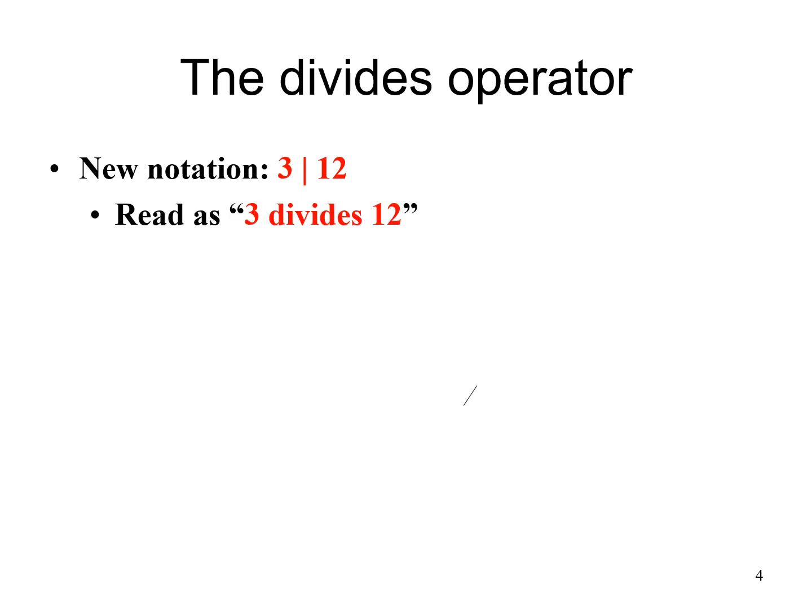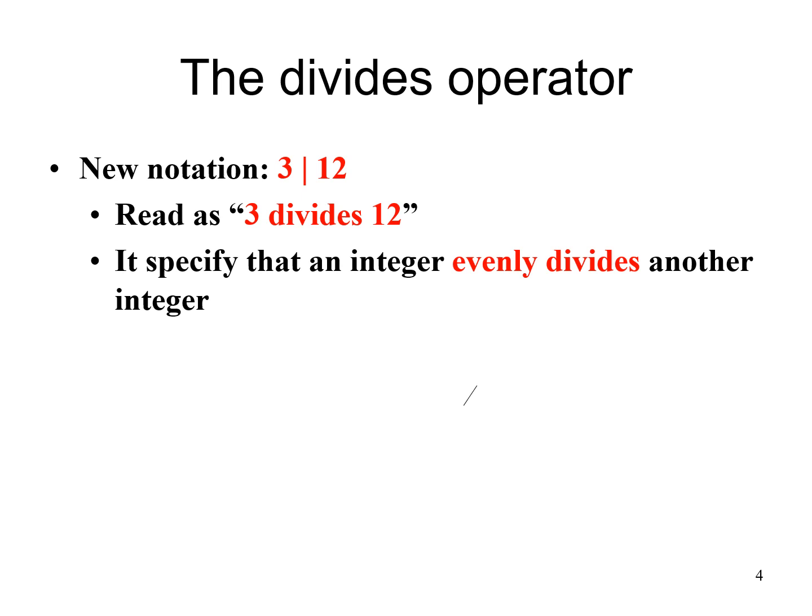The divides operator. Normally, a vertical bar is used for representing division operation. For example, if you are given like this 3 vertical bar 12, then you have to read it as 3 divides 12. It is used to specify that an integer evenly divides another integer. That means when an integer is divided by another integer, you will be getting 0 remainder.